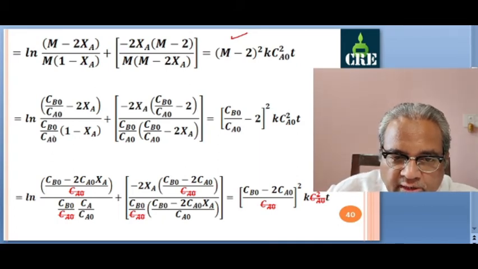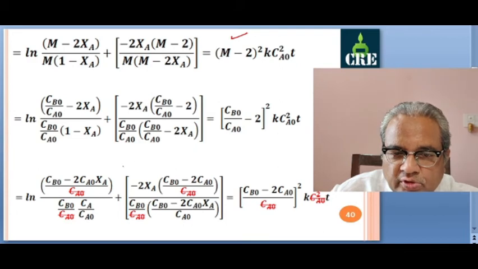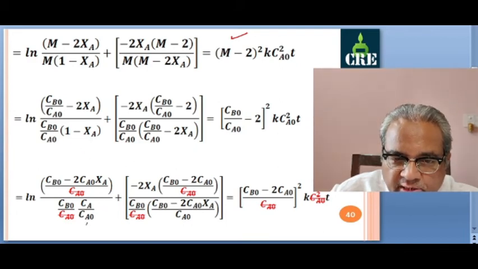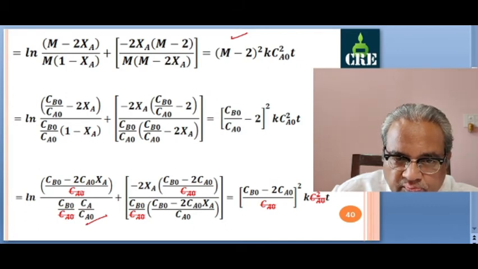If I solve it further, what I get is Cb0 minus 2 Ca0 xa by Ca0 here. Cb0 minus 2 Ca0 xa by Ca0. We have solved this bracket. We have Cb0 by Ca0. What is 1 minus xa? 1 minus xa is Ca by Ca0, because Ca is equal to Ca0 into 1 minus xa. So 1 minus xa is replaced by Ca by Ca0. This Ca0 in the denominator, this Ca0 in the denominator here, these two cancel out.